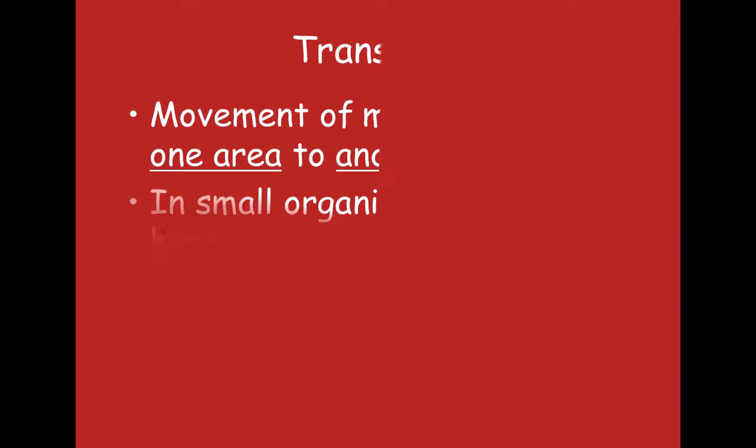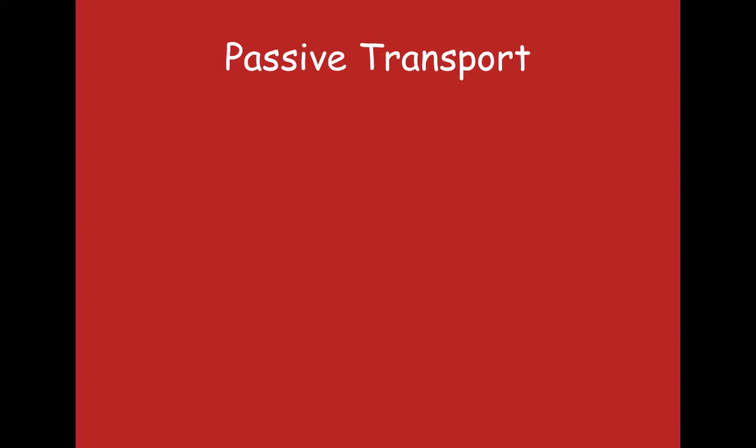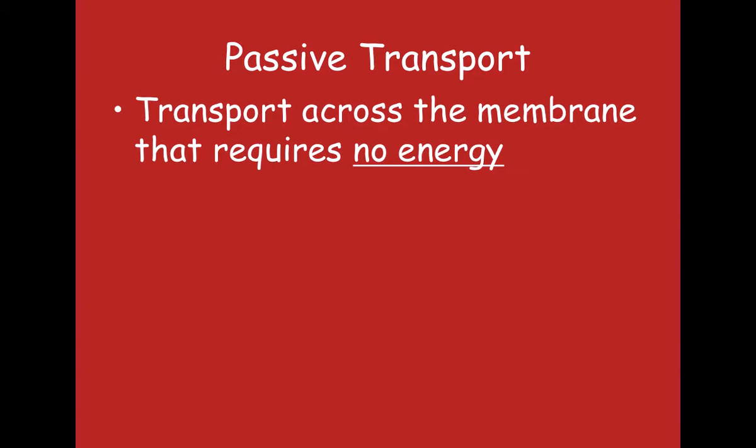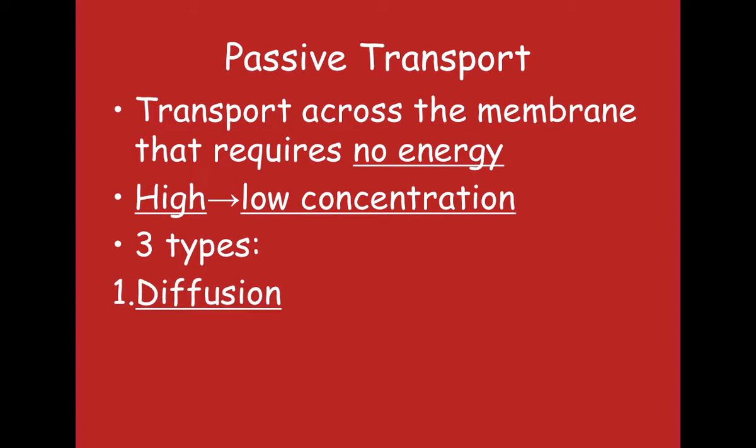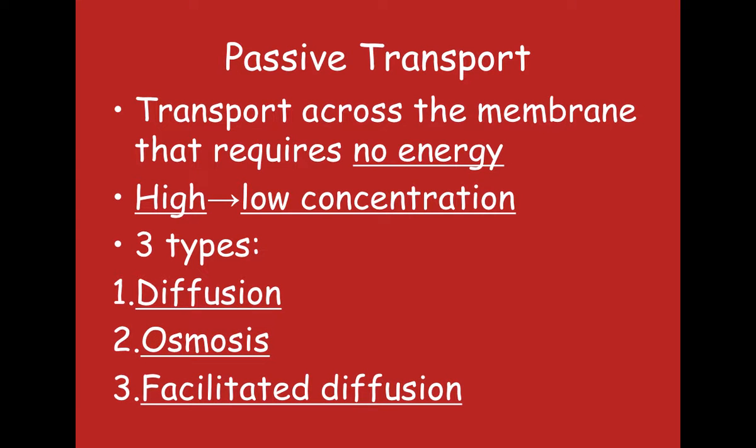The first type of transport that we're going to look at is passive transport. And passive transport is basically any transport across the membrane that doesn't require energy. In it, we are moving from areas of high concentration to areas of low concentration. And we have three types of passive transport that we are going to look at: diffusion, osmosis, and facilitated diffusion.